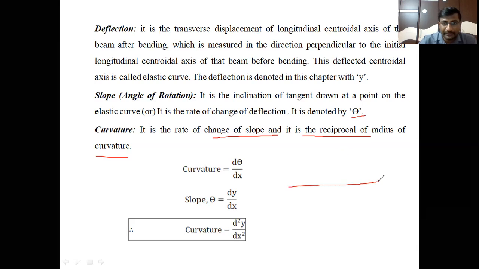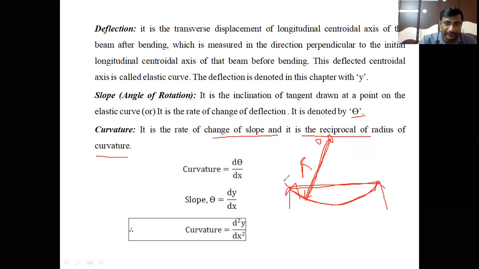Radius of curvature: let us take a simply supported beam again. If the simply supported beam bends like this, before bending the beam is horizontal, and its center of curvature is at infinity. After bending, it bends like an arc of a circle, and the center of curvature comes nearer to the curve. Let us take O as the center of curvature. From that center of curvature to the elastic curve is called the radius of curvature.